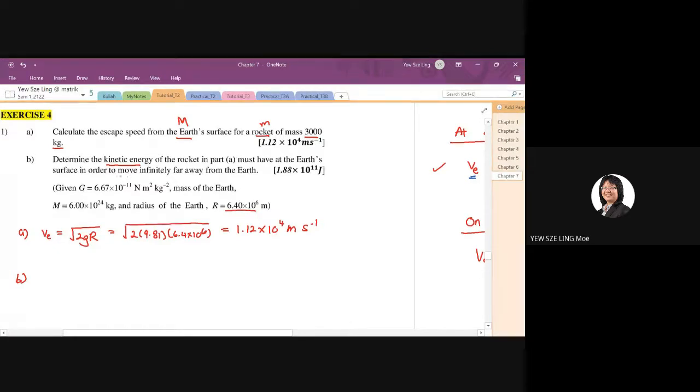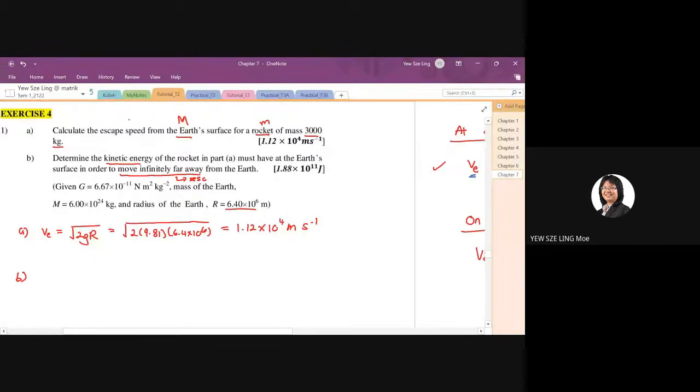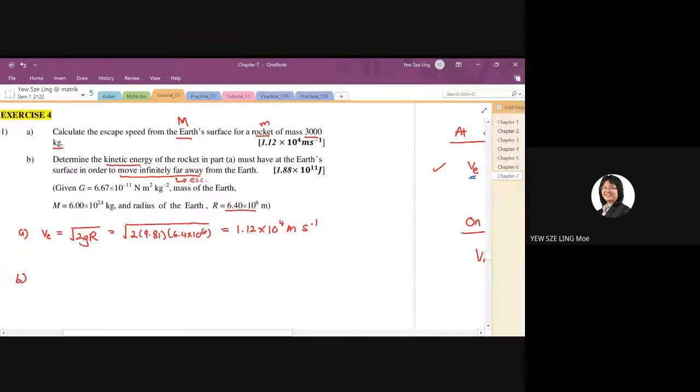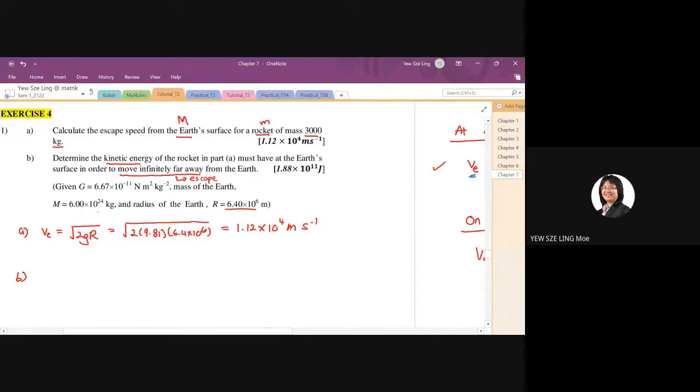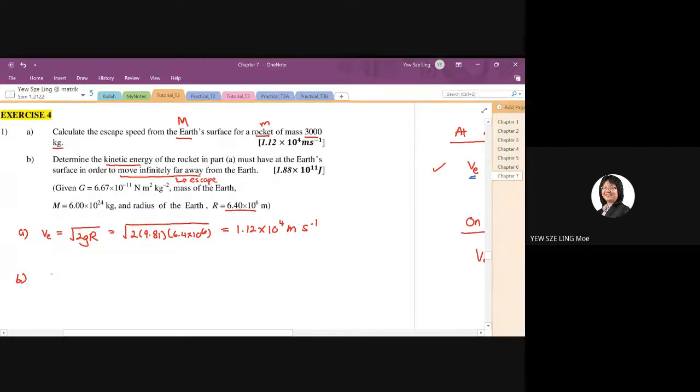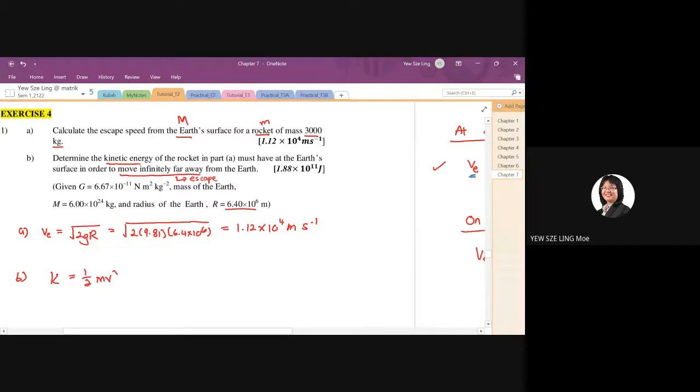So you want to escape. Move infinitely far away means you want to escape. This is your escape velocity. It wants to run away from our Earth. So how are you going to calculate it? Well, simple. Kinetic energy, we have K equals 1 over 2 mv squared. That is the equation.